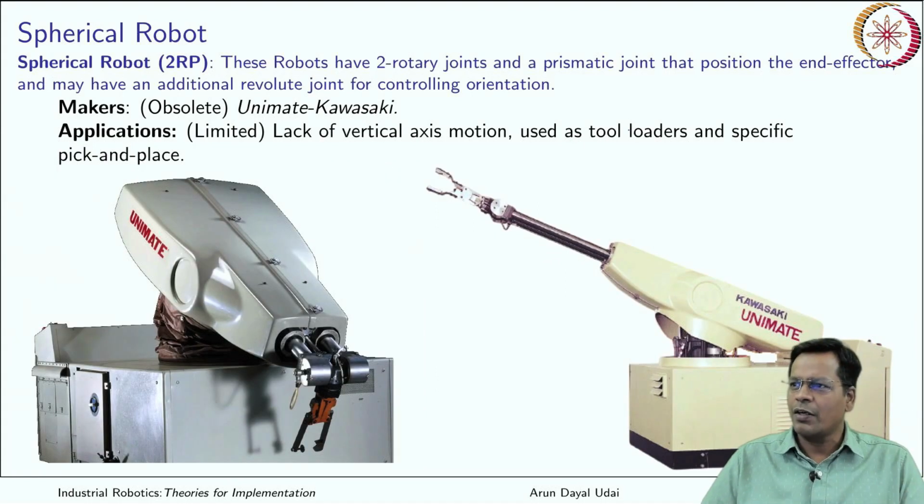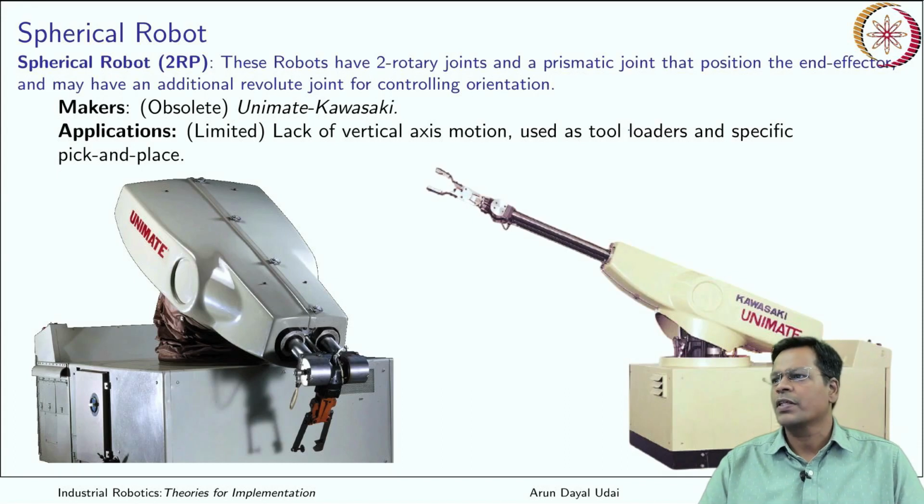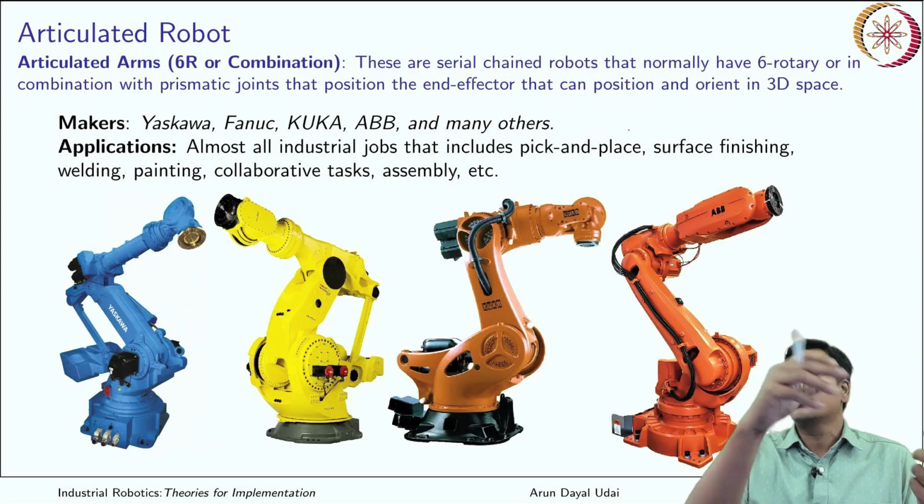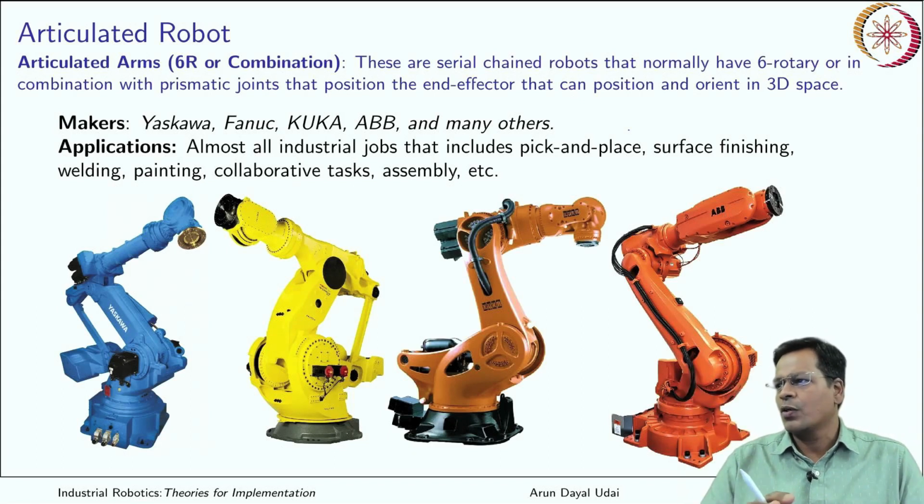So yes, these are a few robots of its kind. And finally the articulated arm robot, 6R, 6 revolute joints, or in combination with prismatic joints. So you can have revolute, prismatic, revolute. That could be there, but most of the time in industry I have seen all revolute jointed robots. These are serial chained robots and normally have 6 rotary joints, or in combination with prismatic joints, that can position the end effector as well as orient the end effector in space.